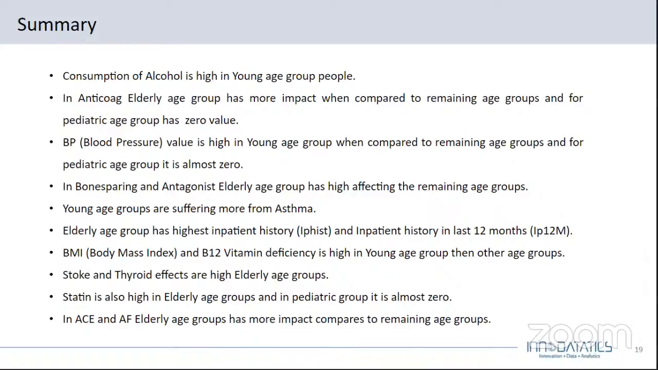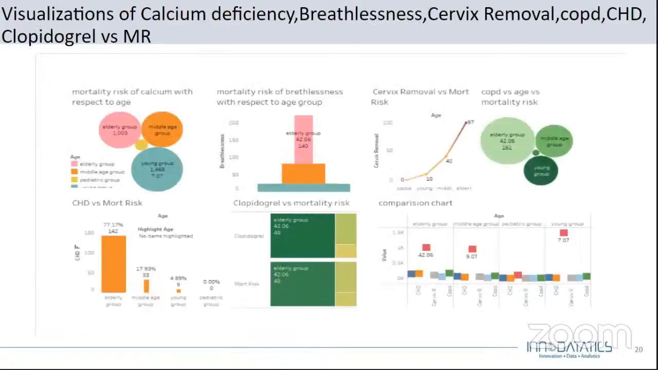The young age groups are suffering more from asthma. Here you can see the stroke and thyroid effects are high in elderly age groups. While comparing with IS and AF, elderly age groups have more impact compared to the remaining age groups. From here onwards, one of our teammates, Divya, will continue.